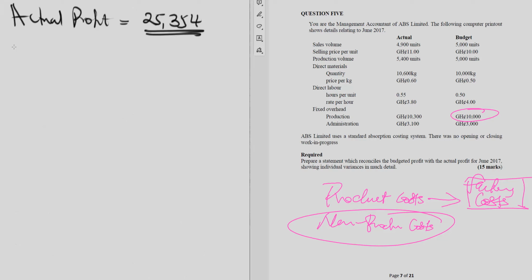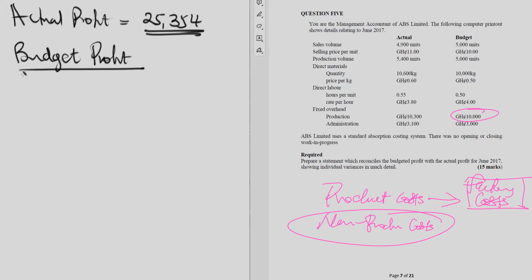So when it comes to the budgeted profit, because the sales and the production are the same, it means that there's no opening and closing stock. So you can just get the profit per unit and multiply by the number of budgeted units. Okay, so if I want the budgeted profit, it is just so easy. What I'll do is just get my budgeted profit per unit and multiply by the number of units.